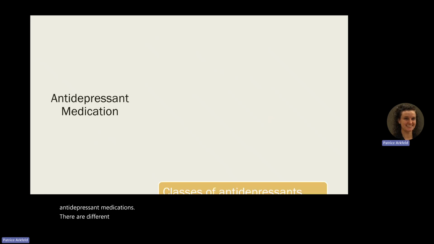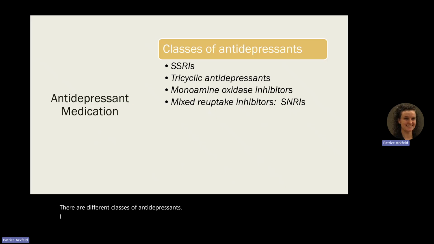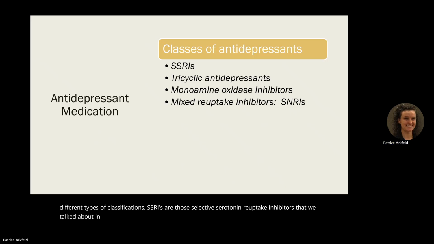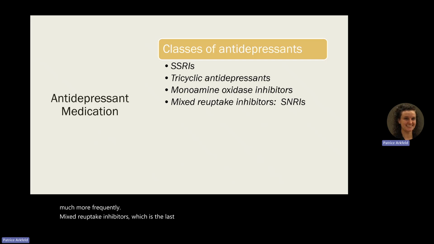There are different classes of antidepressants. I don't want you to know what the differences between these are. I just want you to know the different types of classifications. SSRIs are those selective serotonin reuptake inhibitors that we talked about in chapter 2, where we are allowing serotonin to bounce within the synaptic gap much more frequently. Mixed reuptake inhibitors, which is the last one in this list, are the SNRIs or the SSNRIs, where we're allowing for more serotonin and more norepinephrine to be present.